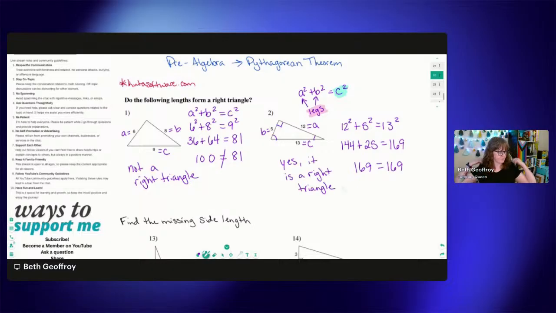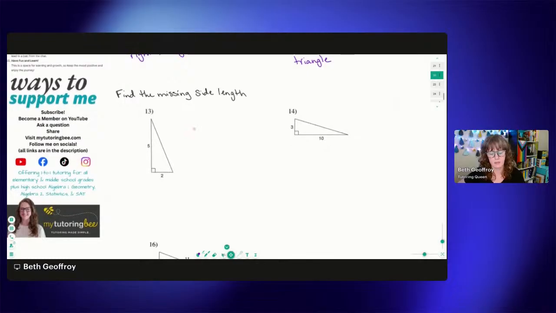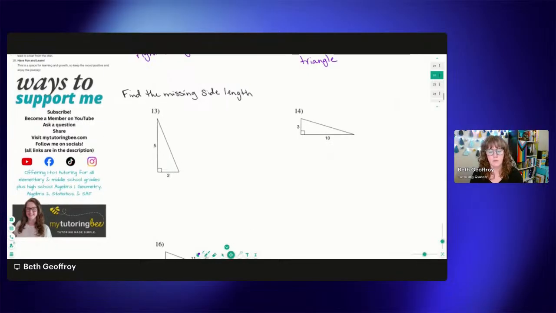Okay, great. All right, so then let's go down. Now we're going to find the missing side length for these right triangles. We are being told that these are right triangles. We can see that little box in one angle of the triangle, but we don't see a measurement here. So that's what we're trying to find.